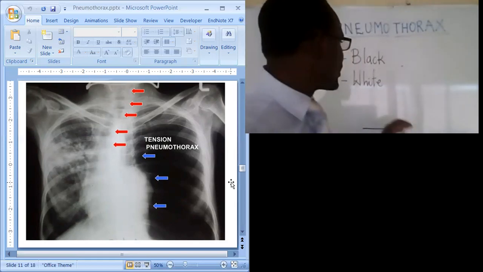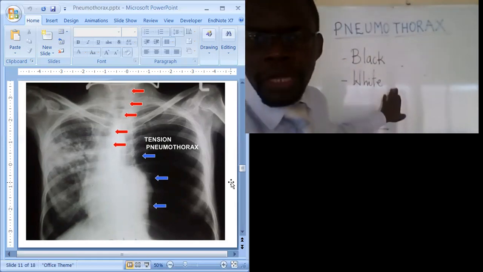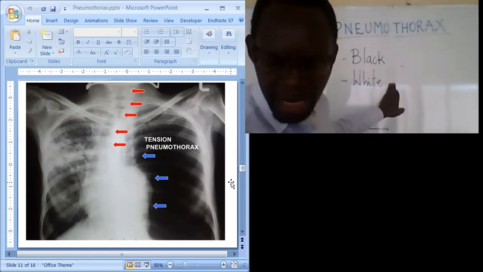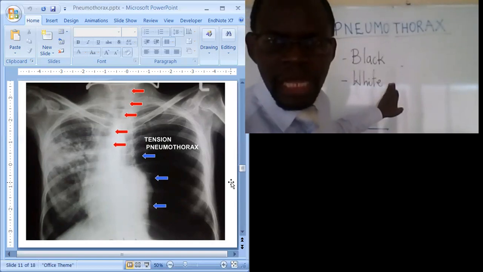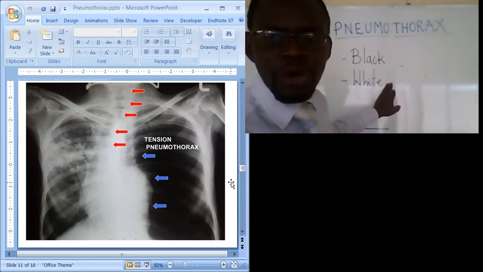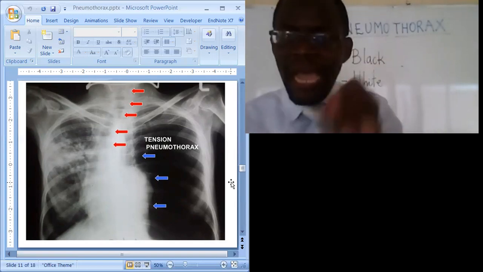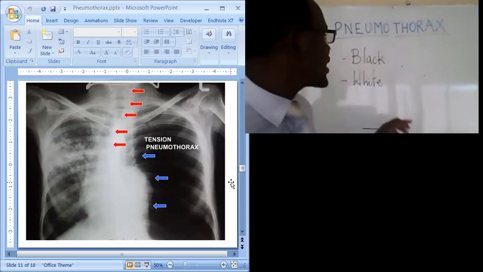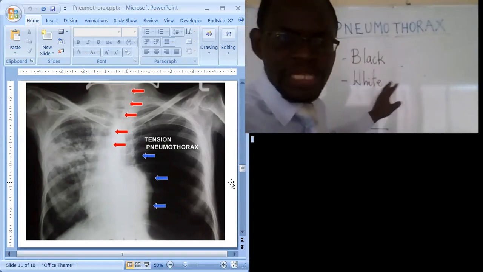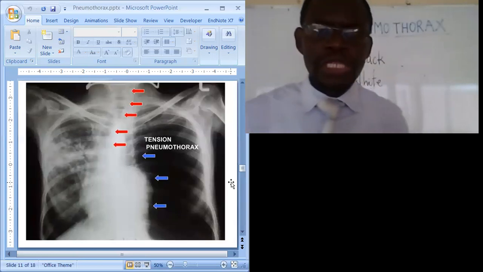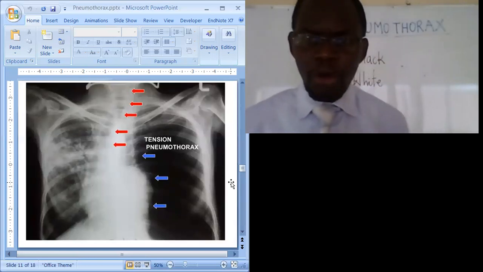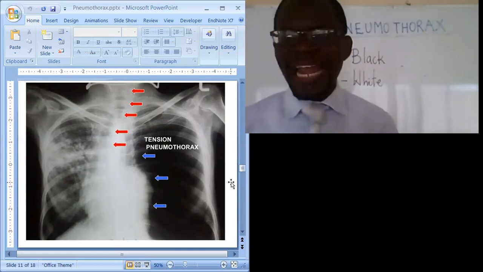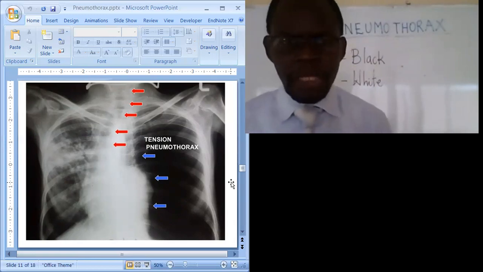And if a material is opaque and X-rays cannot go through it, then you see white or gray. That is why you can see the ribs appear whitish. You see the clavicle, you see the bones, they all appear whitish or gray. That is because they cannot allow the X-rays to pass through them. So that is what you see.